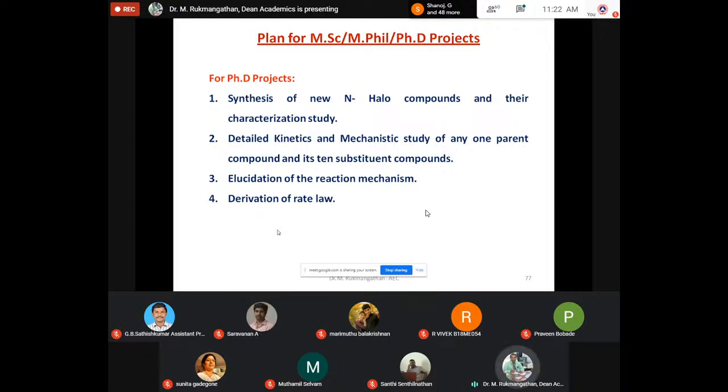Okay, we have to synthesize the new enhalo compounds. We can go for proving their oxidizing capacity. We have to go for studying their kinetics in a detailed manner. For that, you can choose one parent compound and its 10 substituent compounds. Then we have to derive its reaction mechanism. We have to formulate by which steps, in how many steps the reaction proceeded. And finally, we have to derive the rate law consistent with the observed kinetic data.